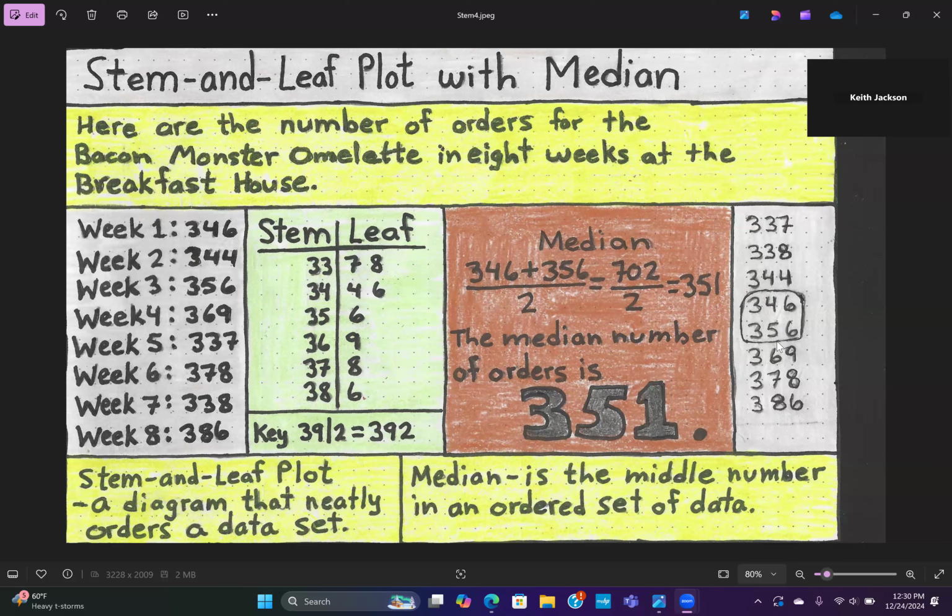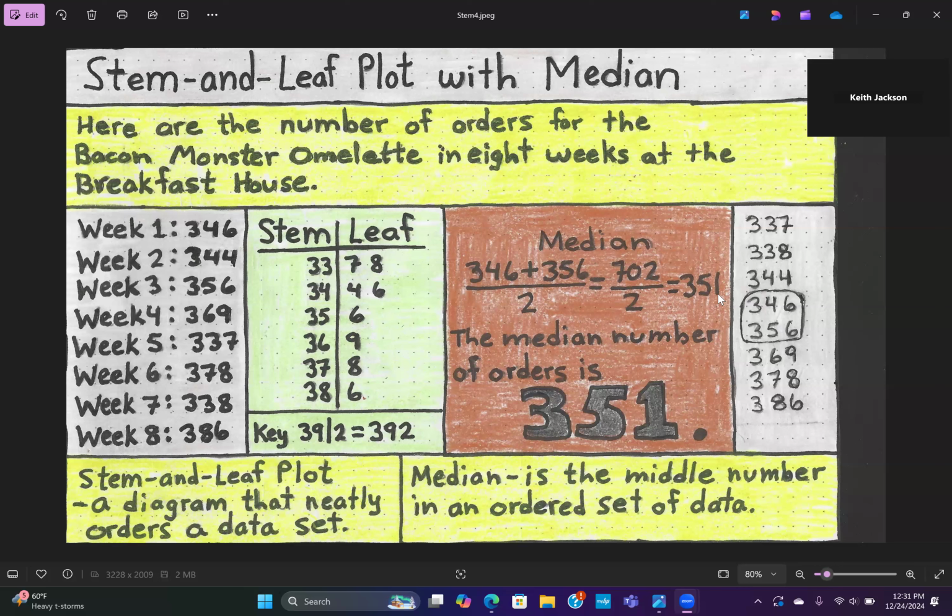And how do you know you have the two middle numbers? We have 3 above and 3 below. And so we're going to have to take these two middle numbers and add them together and then divide by 2 because there are two numbers that we're looking at. And so right here we have 346 plus 356. We're going to divide that by 2. 346 plus 356 will give us 702 divided by 2, which will give us 351.